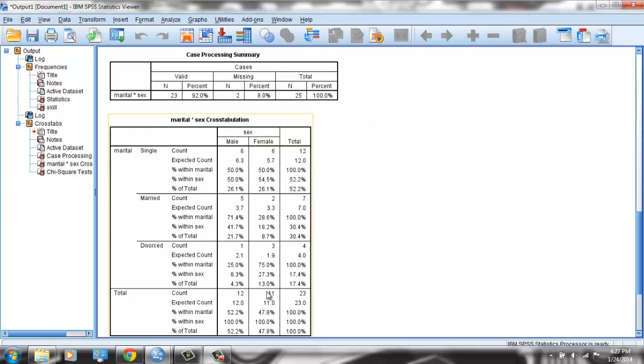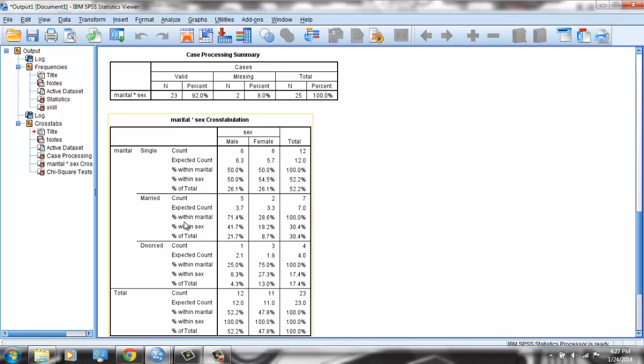For the women, there's 11 women. 6 of them are single, so that gives you 54.5%. And within total, this tells you out of all 23 people, 26.1% are single women, 26.1% are single men.